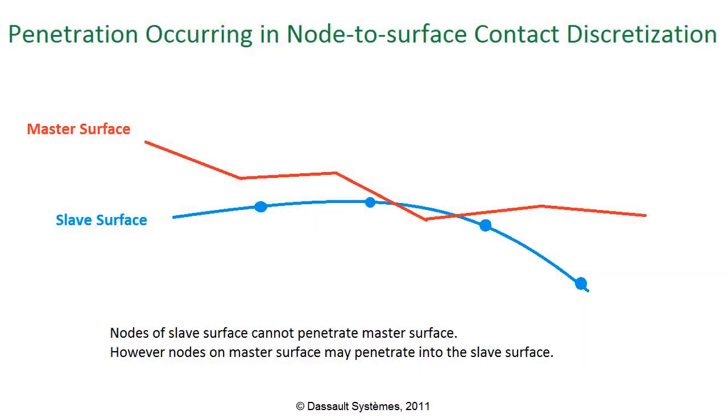There are two types of contact discretizations in Abaqus: node to surface and surface to surface. In node to surface, the nodes on one surface, the slave, contact the discretized segments on the other surface, the master. It is not possible for the nodes of the slave to penetrate the discretized segments on the master, although the nodes on the master may penetrate into the slave surface. For this reason, the choice of master and slave is important. The surface you select as slave should be the more finely meshed surface, and if the mesh densities are similar, the slave surface should be the one with the softer material.